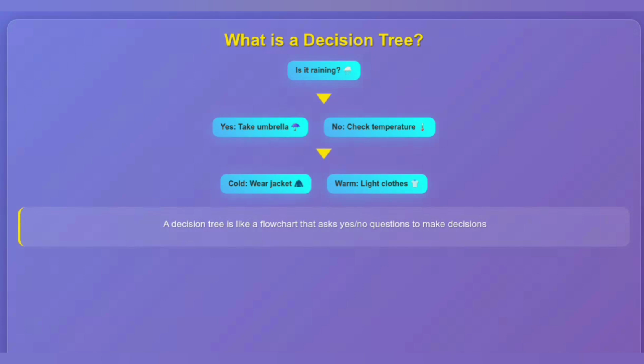Think of it as a flowchart that helps us make decisions by asking a series of yes or no questions. Just like when you're trying to decide what to wear, you might ask, is it raining? If yes, take an umbrella. If no, check the temperature. Is it cold? If yes, wear a jacket. If no, wear light clothes.